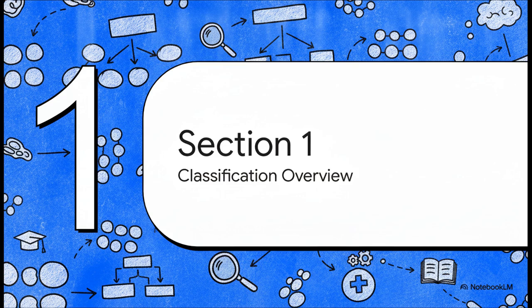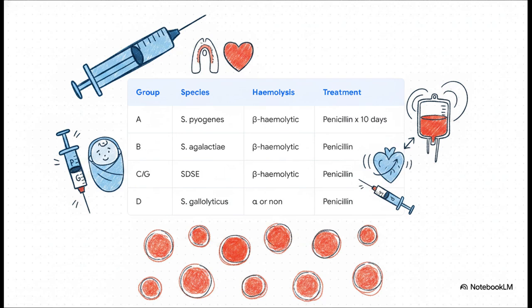All right, Section 1, Streptococcal Classification Overview. We're going to build a rock-solid mental map of how these pathogens group together. Having this framework locked in is honestly half the battle when you're facing board exams or getting pimped on clinical rotations. Looking at the key beta hemolytic groups side by side makes it so much easier to digest.